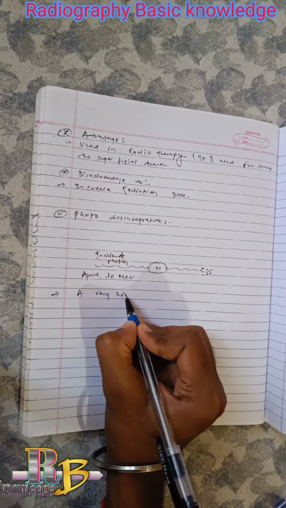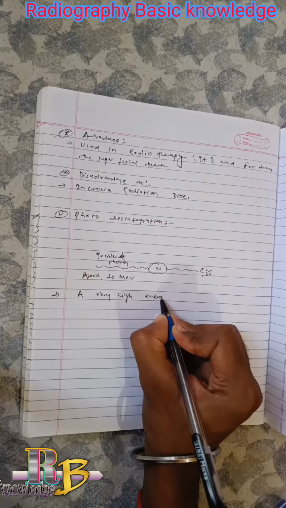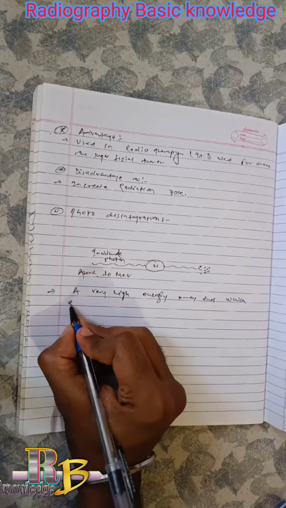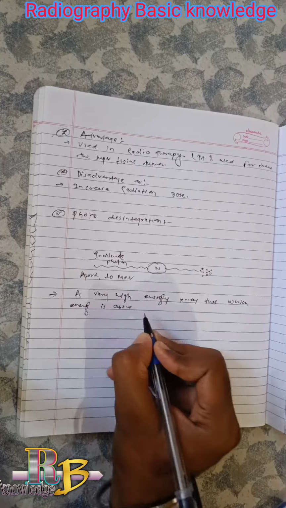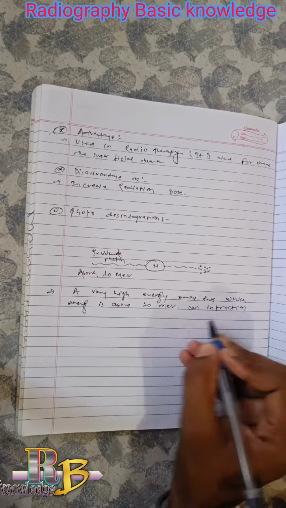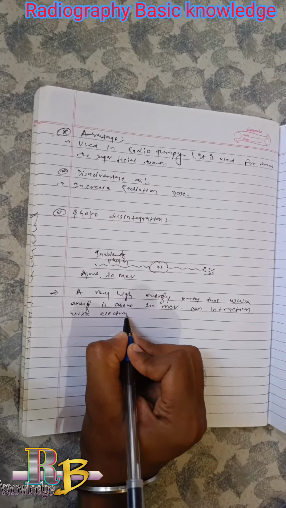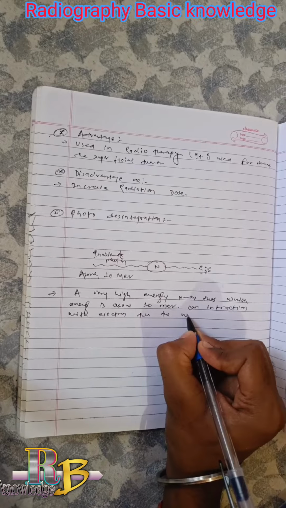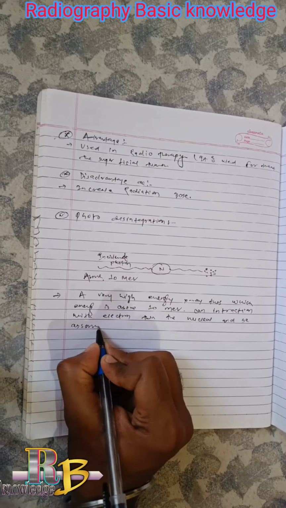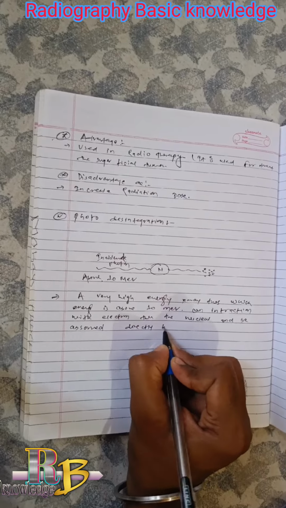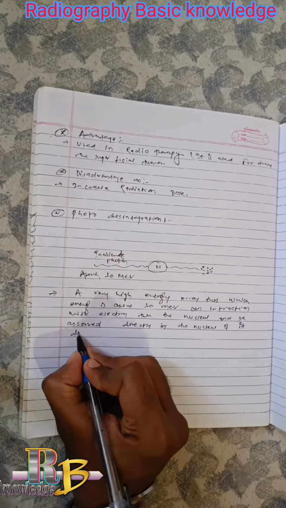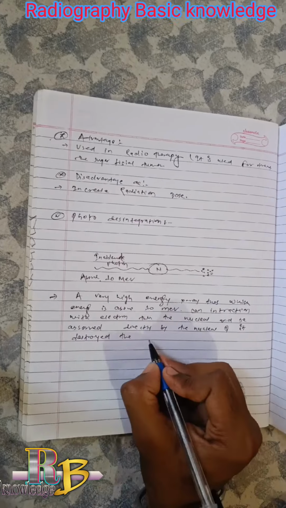A very high energy X-ray, which is above 10 mega electron volt, can interact with the electron and then the nucleus, and be absorbed directly by the nucleus, and it destroys the nucleus.